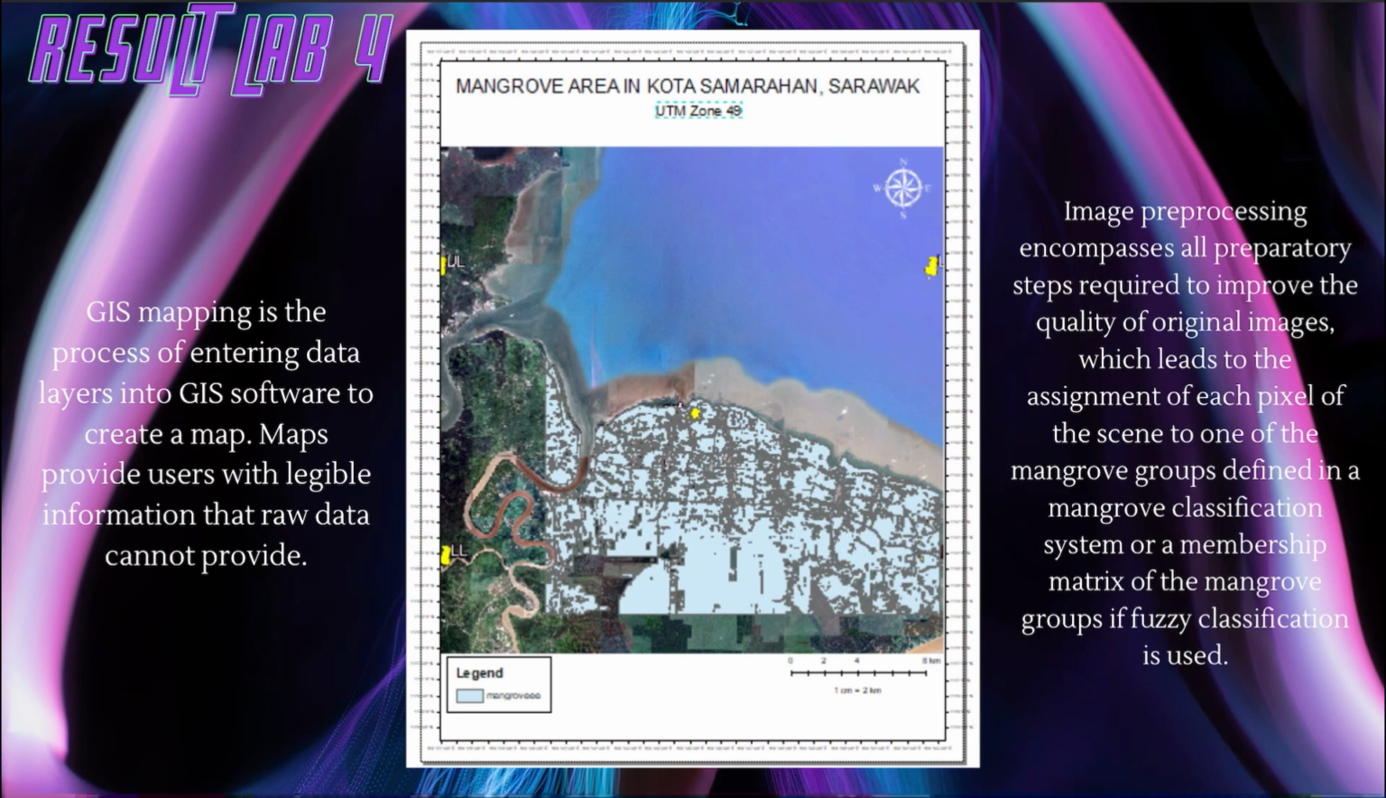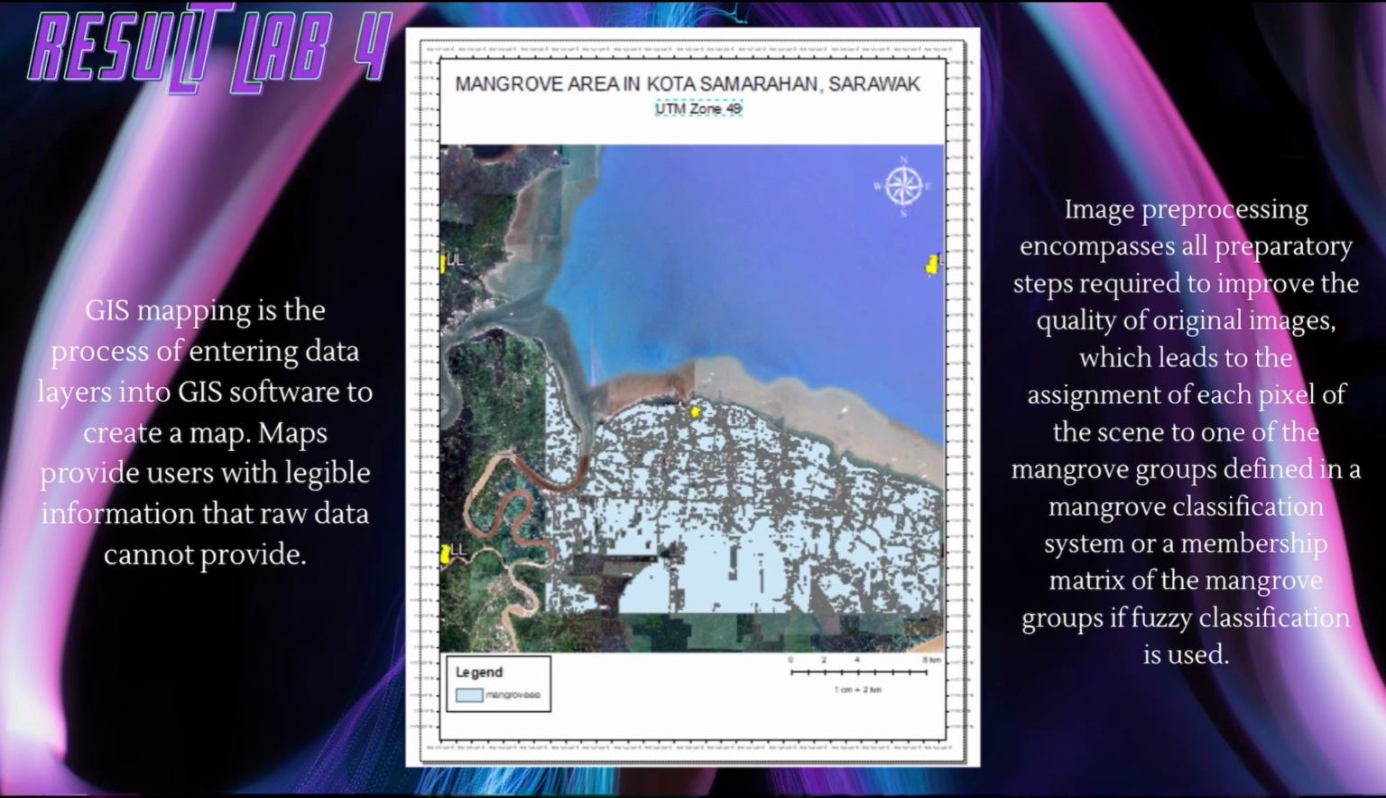In conclusion, remote sensing detects the process of extracting mangrove information involving interpreting satellite images based on interpretation elements such as image color, texture, tone, pattern, association information, and others. Image processing and image classification are two general steps in mangrove mapping because image processing encompasses all preparatory steps required to improve the quality of the original image, which leads to the assignment of each pixel of the scene to one of the mangrove groups defined in a mangrove classification system or membership metric of the mangrove group if fuzzy classification is used.